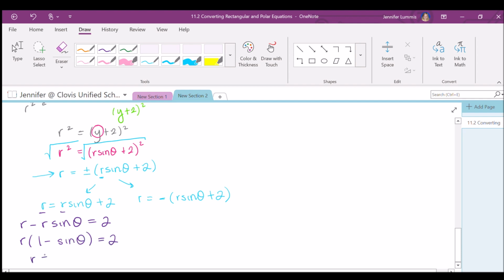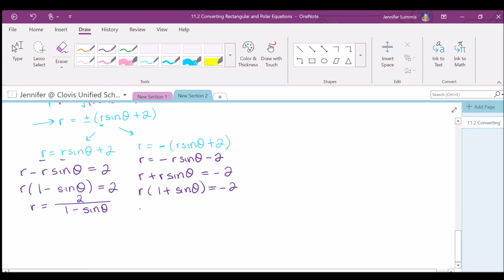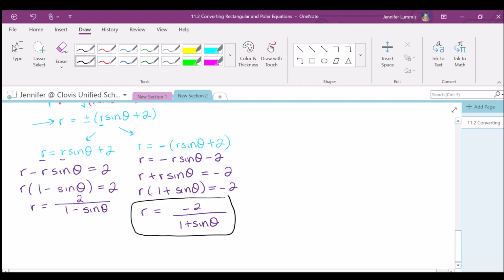And then to get r alone again, we'll just divide by 1 minus sine theta. And that's actually one of my equations. So the other side here, on the right, we're going to distribute our negative. And we're going to do the same thing. So I'm going to add r sine theta. We're left with r plus r sine theta equals negative 2. We're going to factor out r. 1 plus sine is left. And to finish here, we'll just divide by 1 plus sine theta. All right, so now we have our 2 answers.